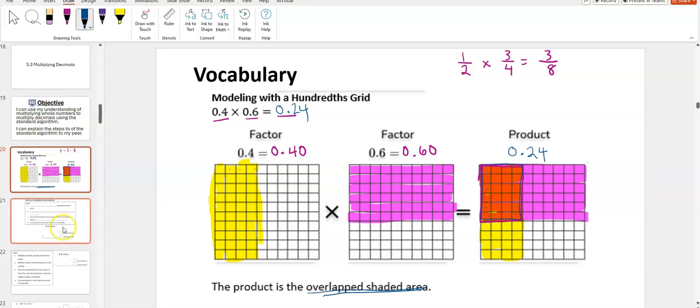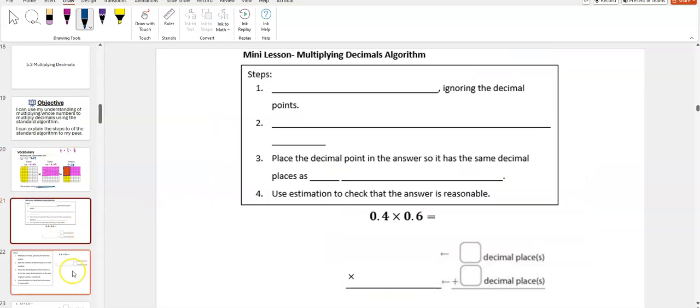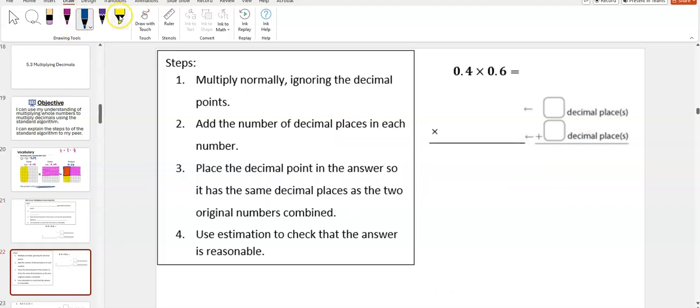We're not going to draw this picture every time. So instead, what we're going to do is these steps. So I'm actually going to go down here, and we're going to just highlight the stuff you need to write down. So when we multiply decimals, you are just going to multiply normally and ignore those decimal points. I'm going to show you the standard algorithm for multiplying.